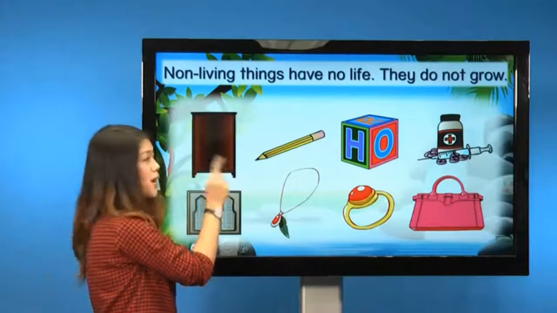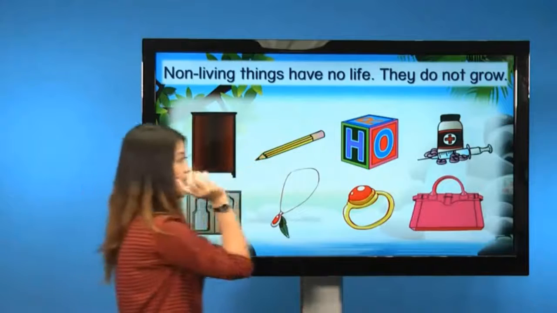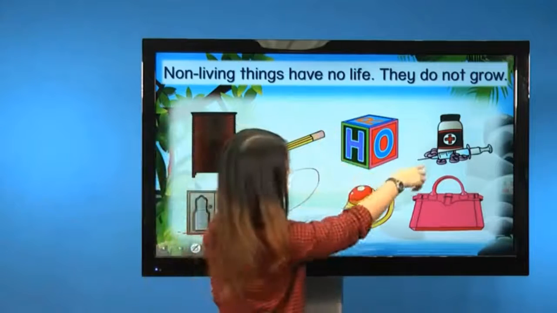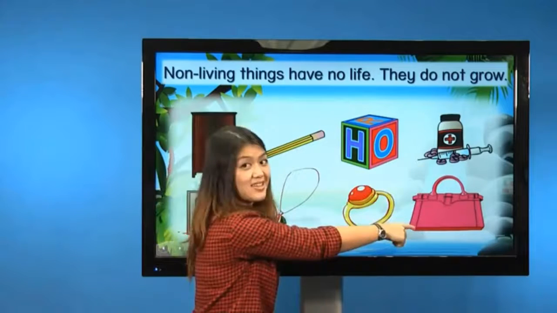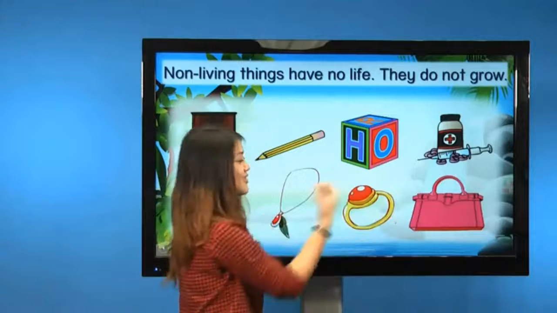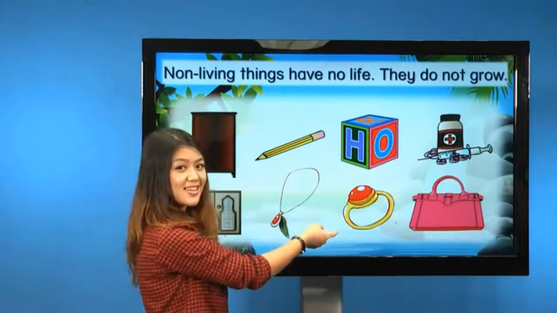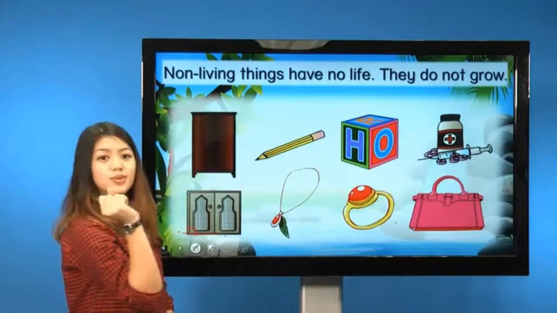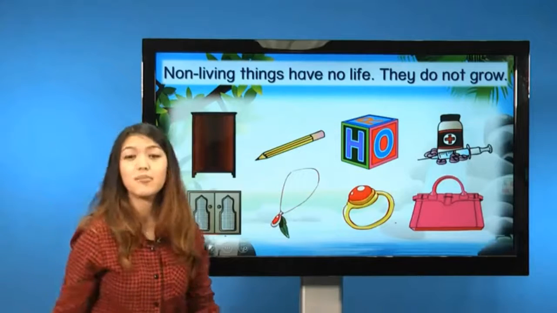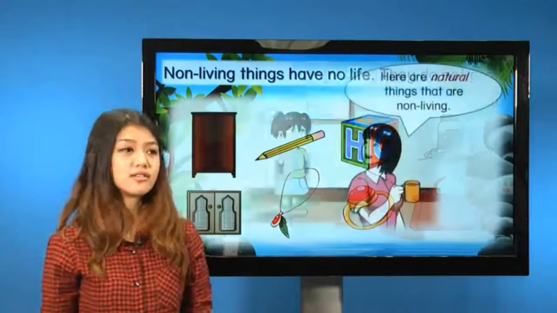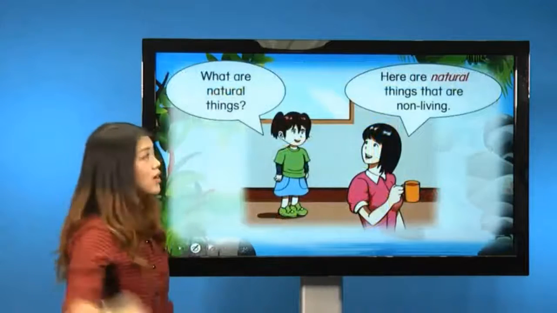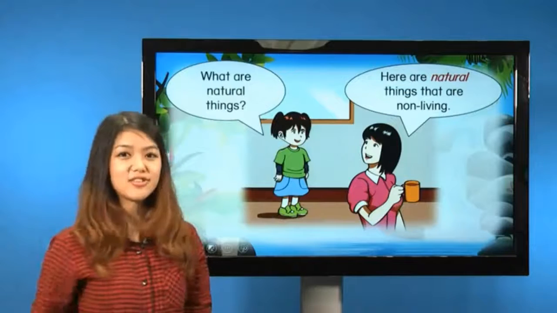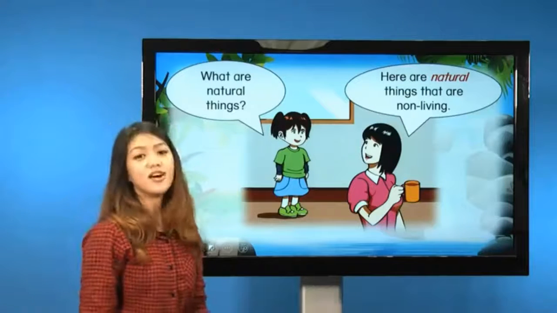wardrobe, pencils, letterbox, medicines, bags, your mommy's handbags, rings, necklace, and also cupboard. There are the examples of non-living things. So what are the natural things? Natural things are non-living.